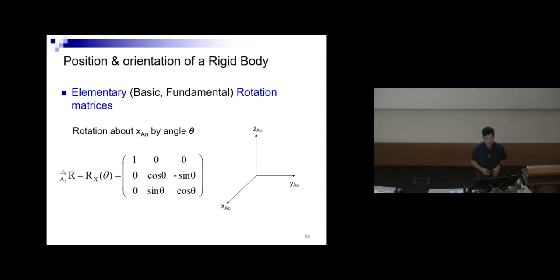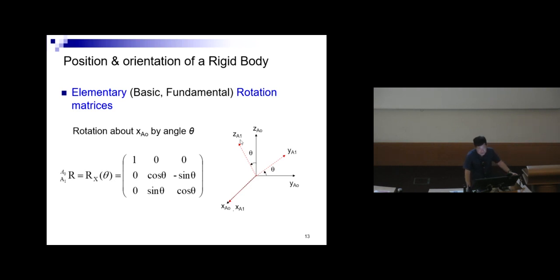So you do some elementary things. You look at the rotation about AX0 by angle theta. This is a right-hand coordinate frame. I have a matrix, this rotation matrix A1 we refer to A0. The rotation matrix will be given as follows. If I rotate along the x-axis, this is my rotation matrix: 1, 0, 0; 0, cosine theta, minus sine theta; 0, sine theta, cosine theta.